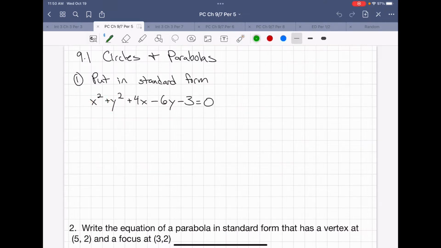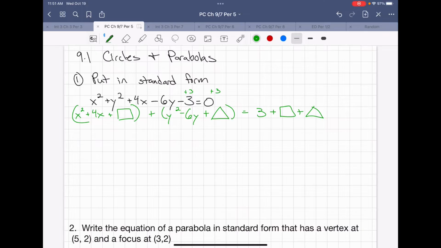So we did circles in Integrated 3. So you want to group your x's together and add that empty box or placeholder. Group your y's together. Add, I like to use a different shape because it's a different number. Move that 3 to the other side of the equal sign. And to keep it balanced, you have to add the same square and the same triangle.